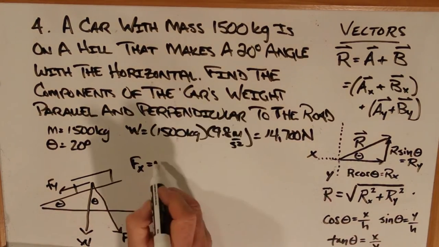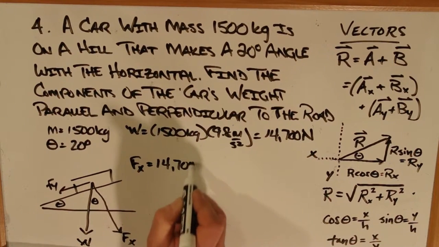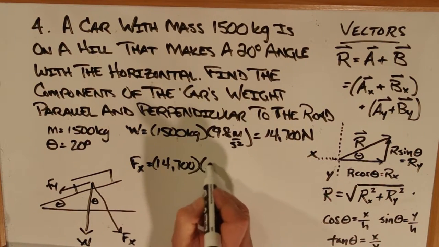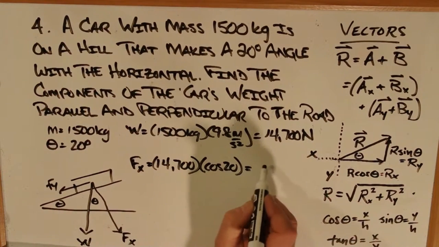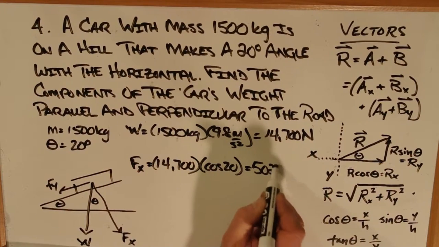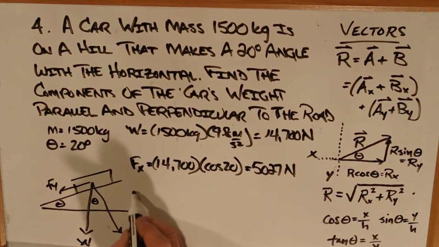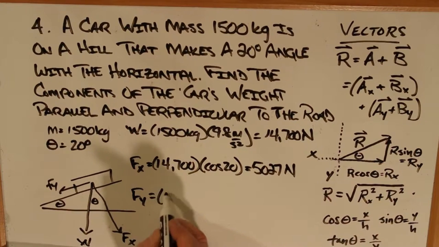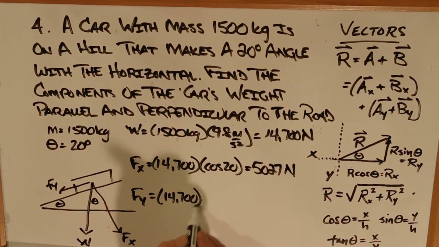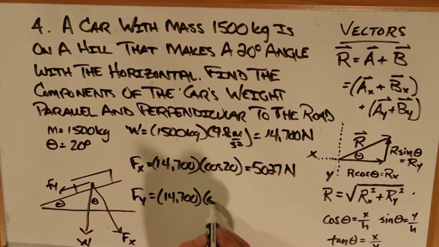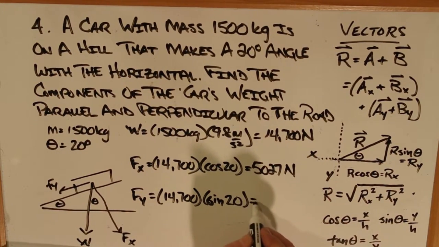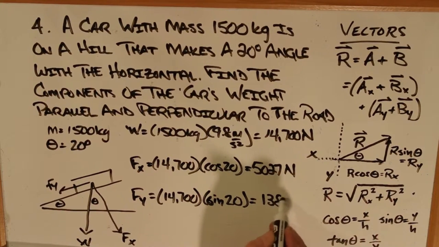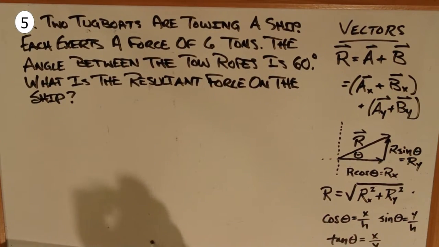As before, F of x is equal to F cosine theta, so it's going to be the 14,700 newtons times cosine of 20 degrees. Numbers go into the calculator, and we come up with 5,027 newtons. F in the y direction, the 14,700 newtons times the sine of 20. Numbers go into the calculator, and the answer, 1,381 newtons. And the problem is done.